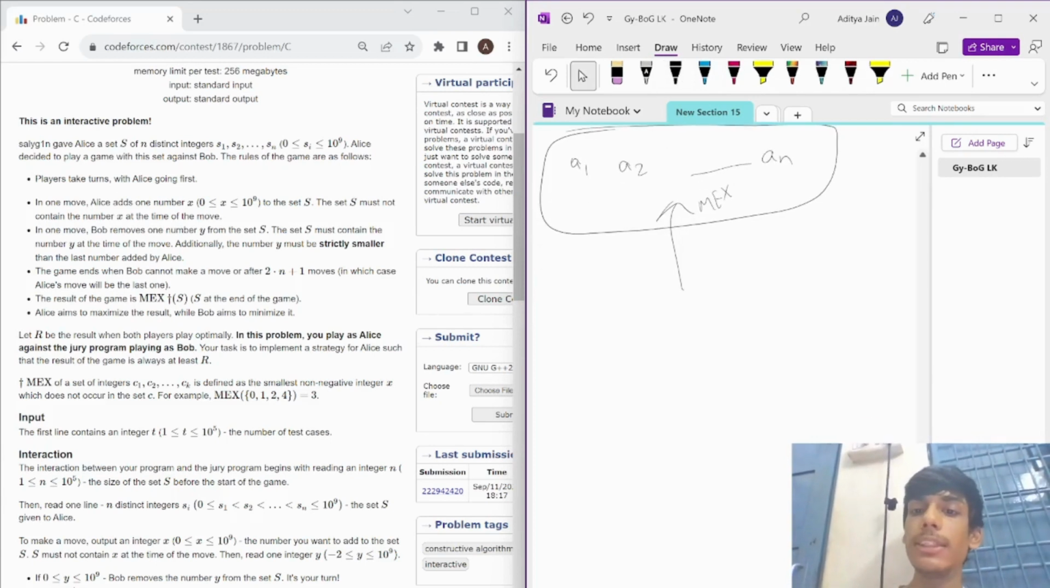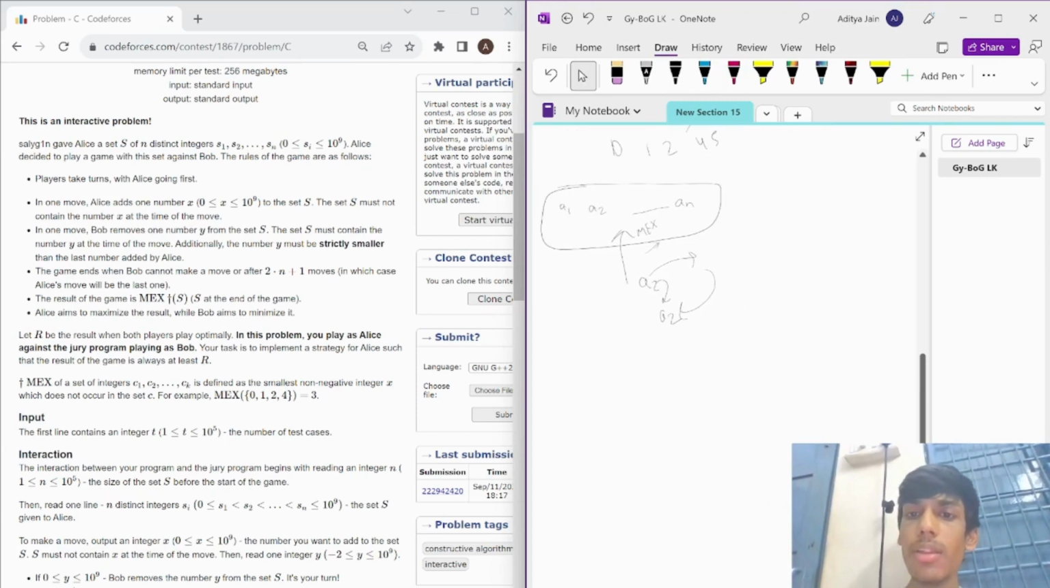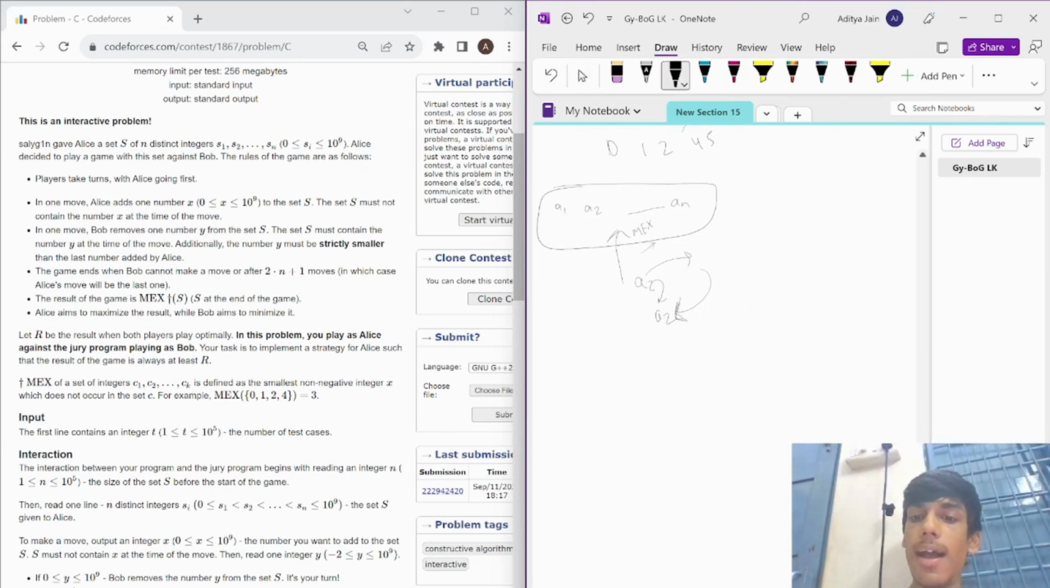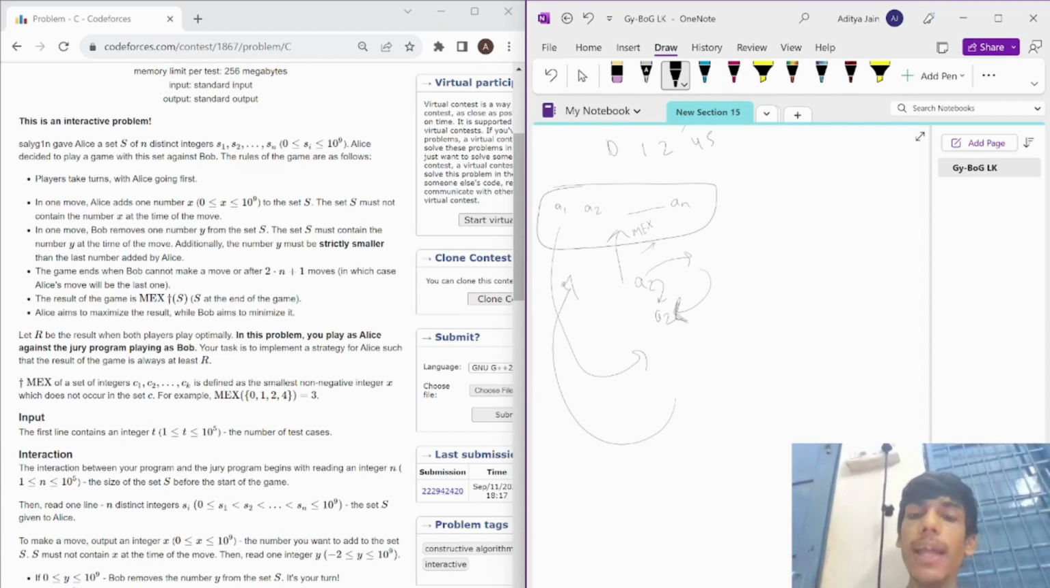So suppose Alice first inserted max. Now suppose Bob removed A2. So now the smallest element which is not present in this array is A2. So A2 will become the max. So Alice will again insert A2. Bob removed it, Alice again inserted it into the array. Now since Alice inserted A2, Bob can remove any number which is less than A2. So suppose Bob removed A1. Now the max will become A1. So Alice will again insert A1 to maximize the max.